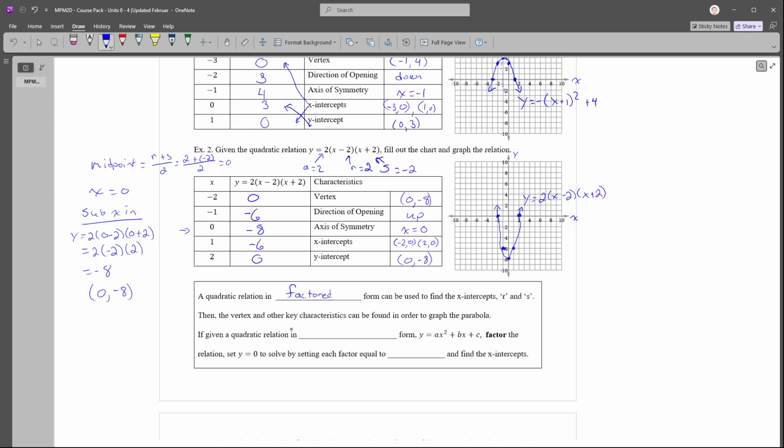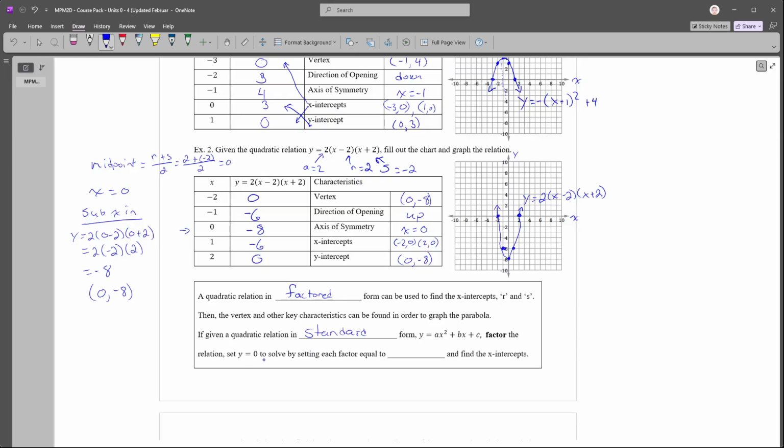If you're given a quadratic relation in standard form, we haven't talked about that yet today. Standard form is y is equal to ax squared plus bx plus c. That's the one we're used to. All you have to do is factor the standard form, and if you do, you're going to end up in factored form. That's how you convert. You can go from standard form to factored form simply by factoring the relation. If you set y is equal to 0 and solve each factor, we can find the x-intercepts.